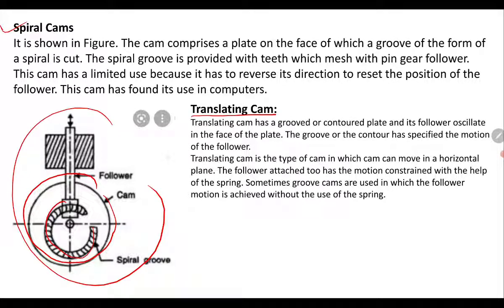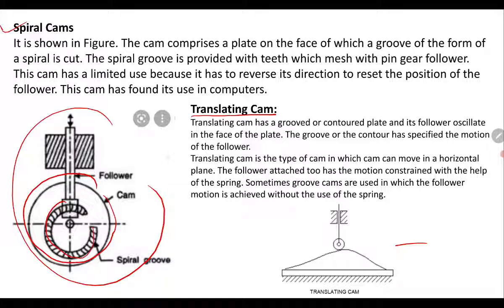Next is the translating cam. Translating cam, as already explained, but I am also repeating here. A translating cam has a grooved or contour plate and its follower oscillates in the face of the plate. The groove or the contour specifies the motion of the follower. A translating cam is the type of cam in which the cam can move in a horizontal plane. The follower attached has its motion constrained with the help of a spring. So sometimes groove cams are used in which the follower motion is achieved without the use of a spring.